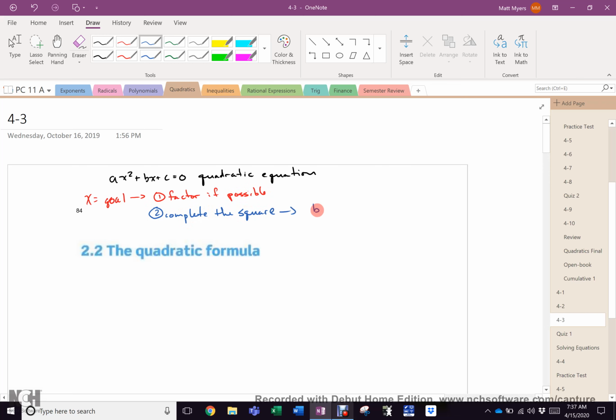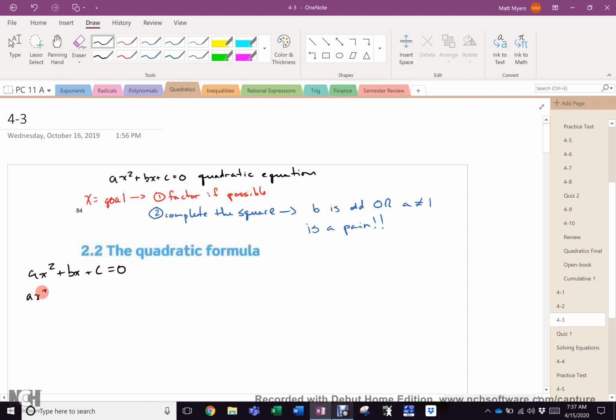But if b is odd or a doesn't equal 1, then completing the square is a pain. But watch. I'm going to start with a regular old quadratic. There we go, right there. Now look. Let's pretend this doesn't factor. So we're going to complete the square.